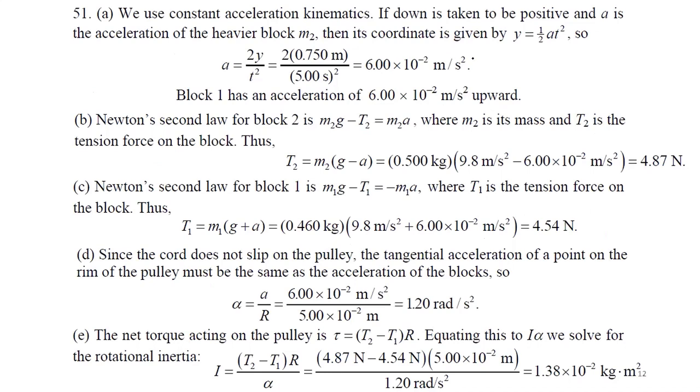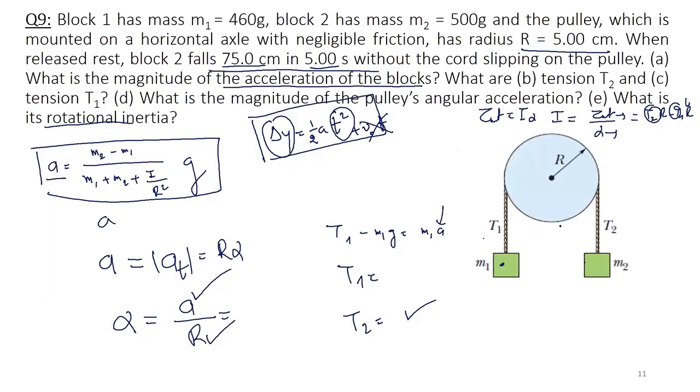So here the alpha gives you this. As I said, block 1 is moving up, the other block is moving down, and the pulley is rotating in the negative direction. And you see here, T2 is 4.87 Newton, and T1 is 4.5 Newton. As I told you, the tension is always bigger in the direction of rotation of my pulley. So the tension is bigger here. Okay. Good.